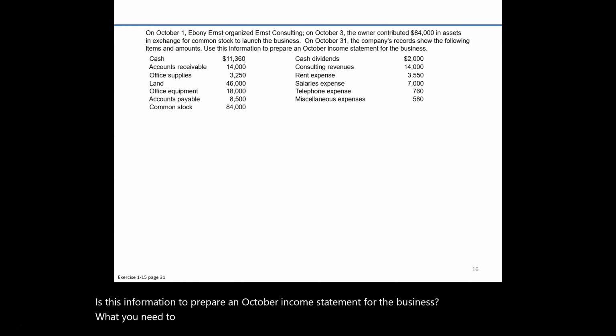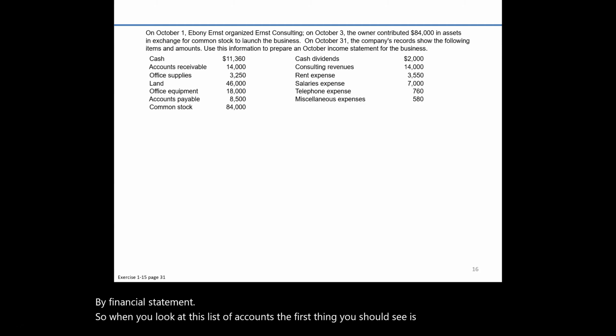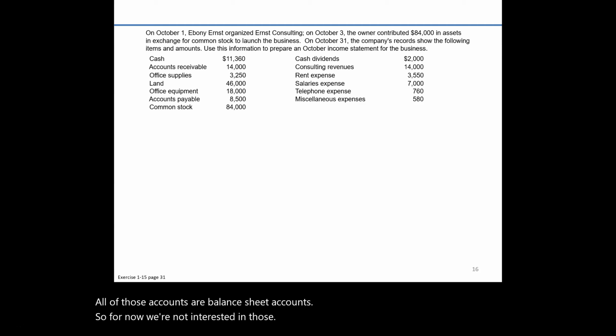What you need to do in approaching a problem like this is sort the accounts. You must sort them by financial statement. So when you look at this list of accounts, the first thing you should see is that they're listed in order. So cash, accounts receivable, office supplies, land, office equipment, accounts payable, common stock, all of those accounts are balance sheet accounts. So for now, we're not interested in those. What we are interested in are the income statement accounts. And when we look over in the other column, we see that we have consulting revenues, rent expense, salaries expense, telephone expense, and miscellaneous expense. Those will be the accounts that we need to work with.